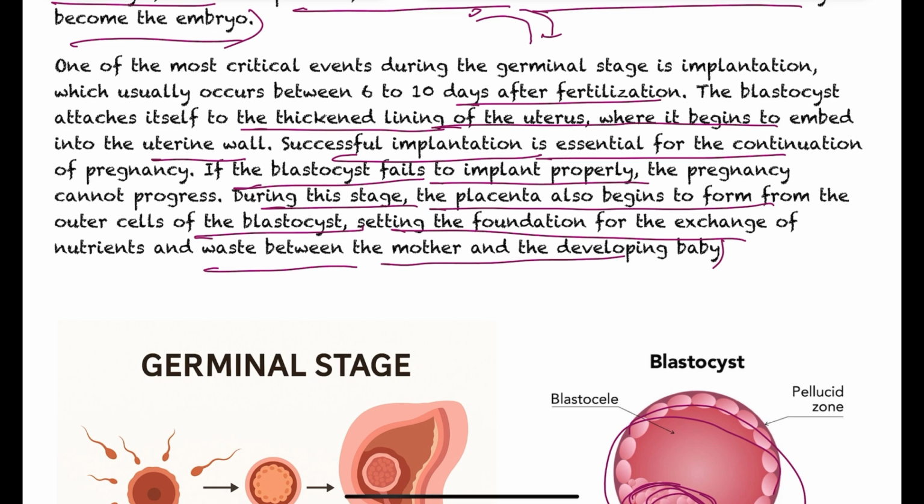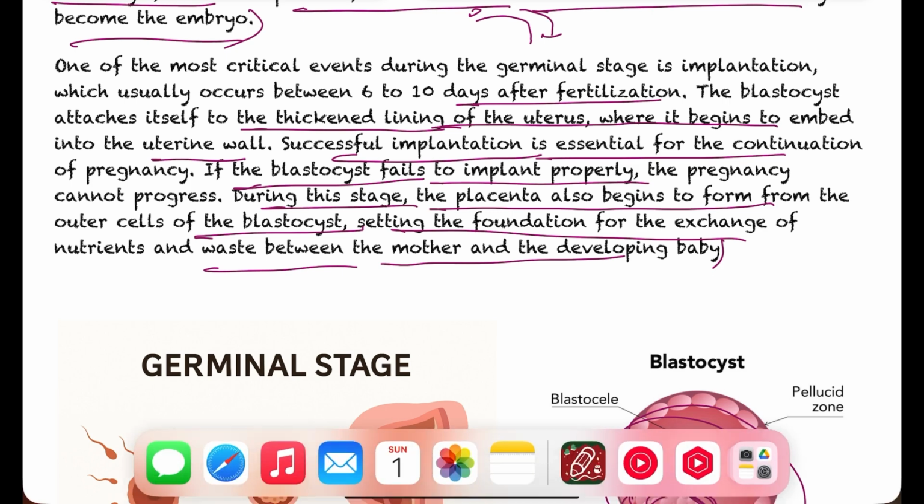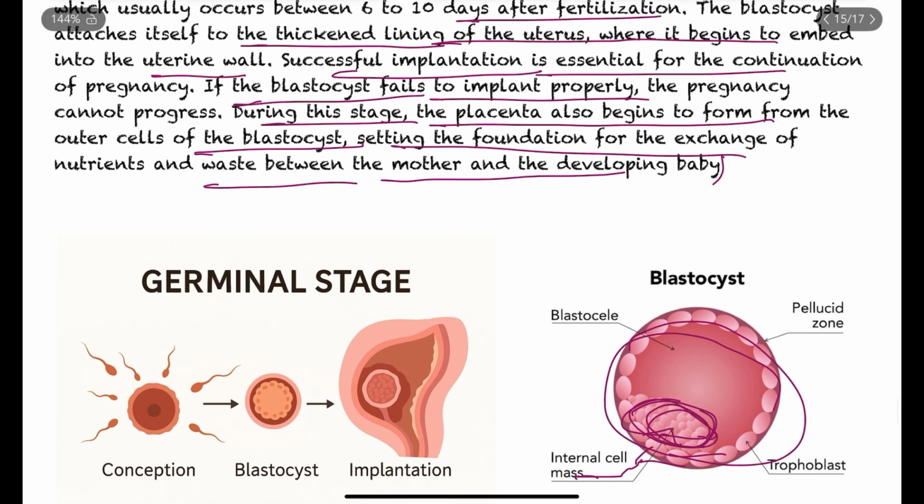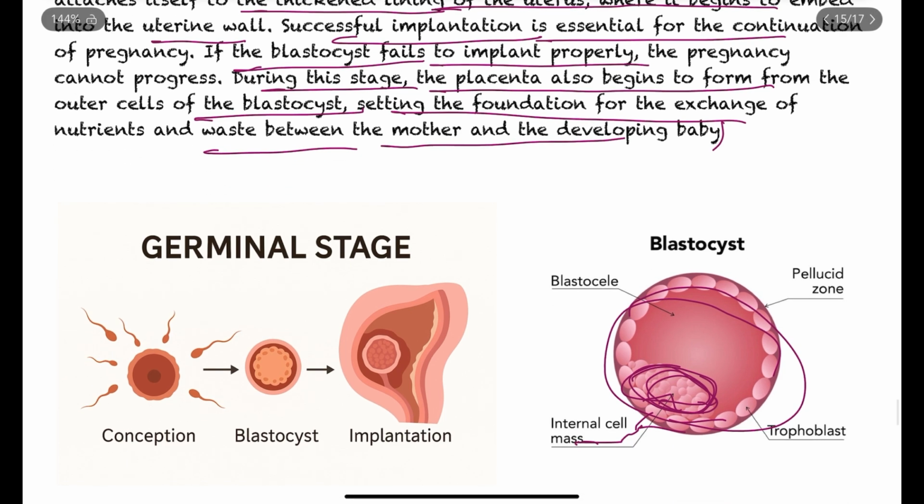The 6 to 10 days after fertilization are a very crucial period, because most of the time fertilization doesn't occur, or the zygote implants in the wrong place on the uterine wall, or implantation does not occur at all. So successful implantation is very important for the continuation of pregnancy. Here you can see that after conception there are changes into a blastocyst, and after that implantation occurs. From this blastocyst the placenta then develops.